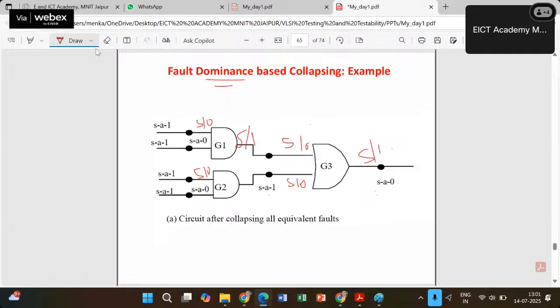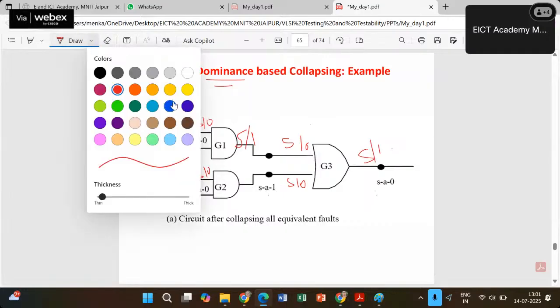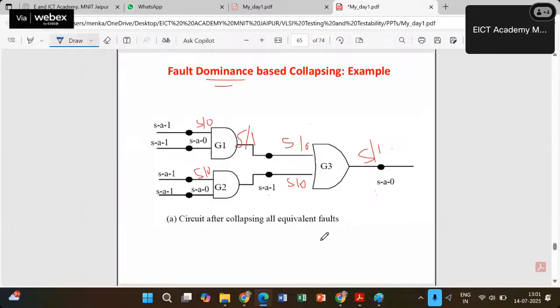Dominance based collapsing says that I can remove the fault if it is going to be the superset of the other F1 faults. So what is the superset? For the AND gate, these two faults are actually F1, and the output stuck-at-1 is the F2 fault. The output was already not there, so there is no need to cut it down. These two stuck-at-1 faults will be covering this fault, so I can remove this portion.